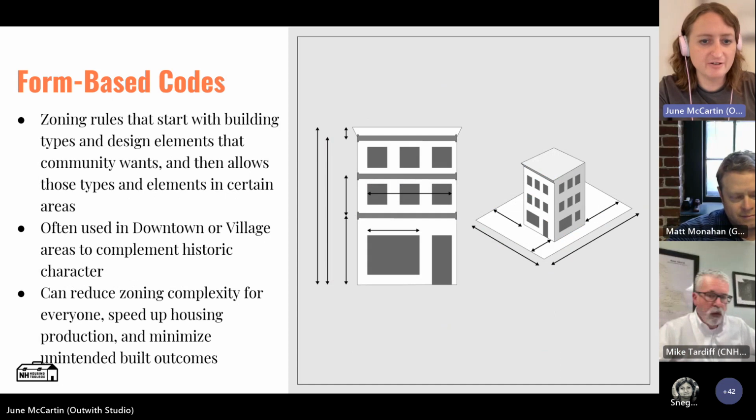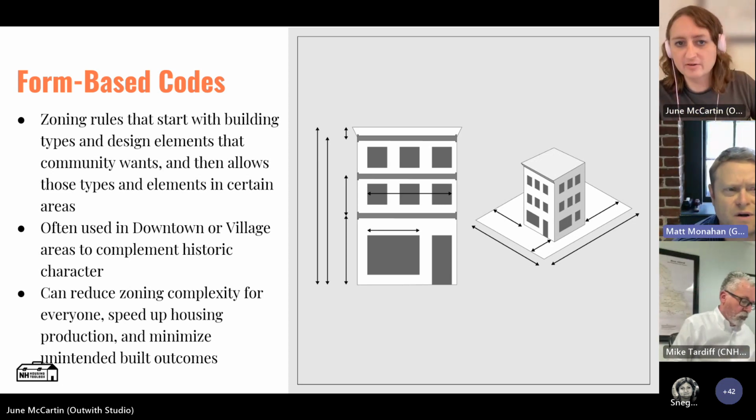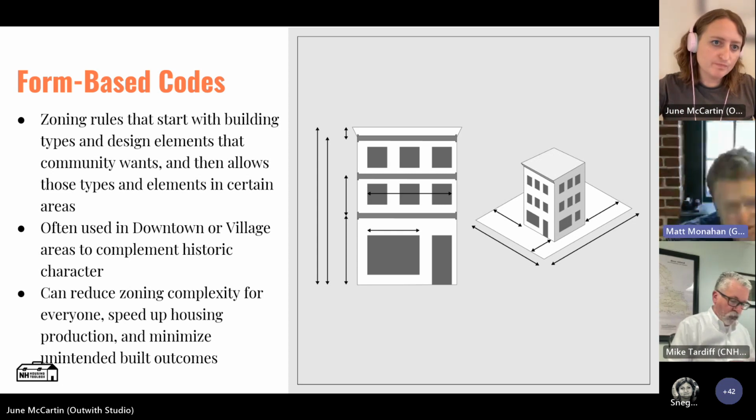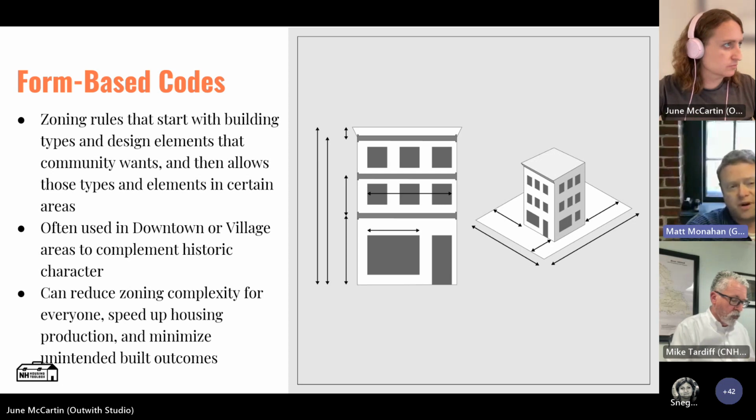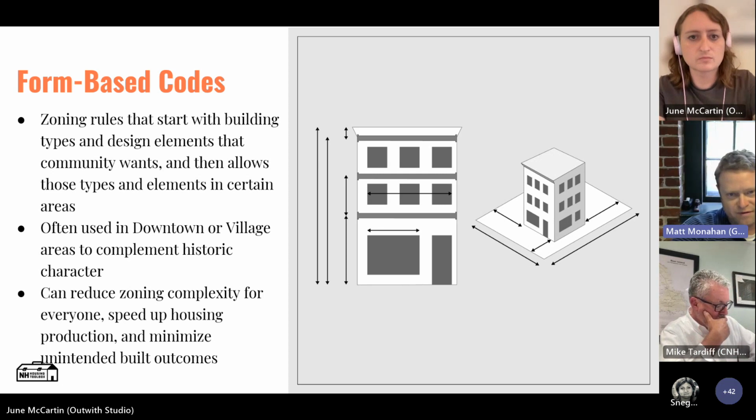So you just raised another point here, form-based codes, and I'm going to pass this one off to Matt. Yeah, so this one, if you think back to the infill one that we talked about earlier, this one is not that dissimilar, right? It focuses on increasing and maximizing density, and it's typically found in villages, downtowns, things like that. It can complement historic character and traditional villages. It can also simplify the zoning considerations, which can improve the ability to get projects through.